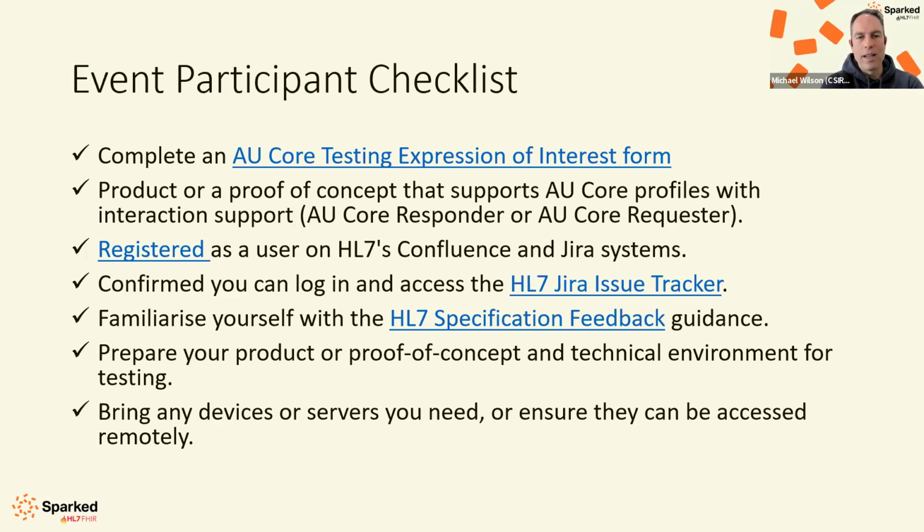And then that will give you access to the Jira issue tracker. So just check that you've got access to that. All these links are on that track page as well. So you can get to all these from that page I gave you the link to before. And then just familiarize yourself with the HL7 specification about how to raise issues. But on the day, we'll be able to help you. So if we do find any issues in the specification, we'll help you raise these issues, work through it.